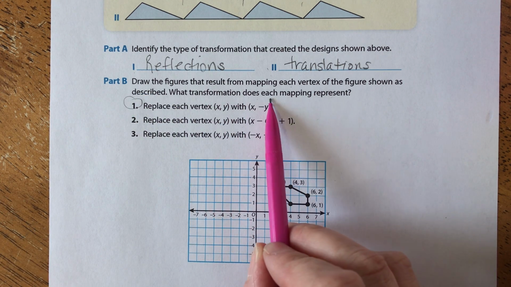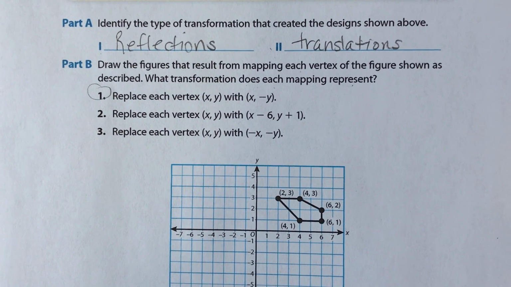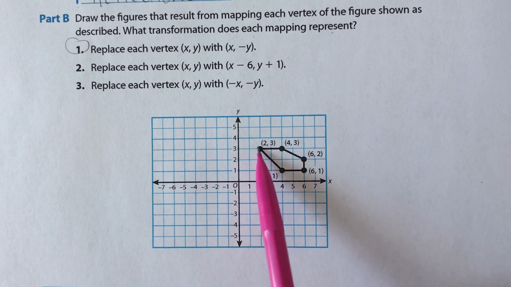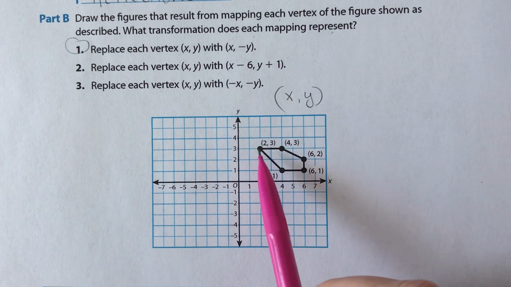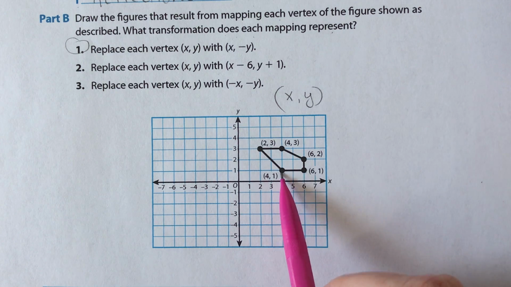What transformations does each mapping represent? Okay, so here's what they want you to do. Can you see it? Maybe I can make it a little bigger. Each one of these has a set of coordinates, right? An X and a Y. So this is 2, 3, 4, 3, 6, 2, 6, 1, 4, 1.